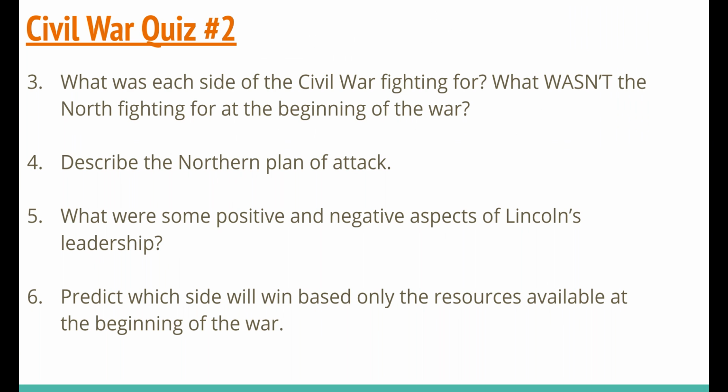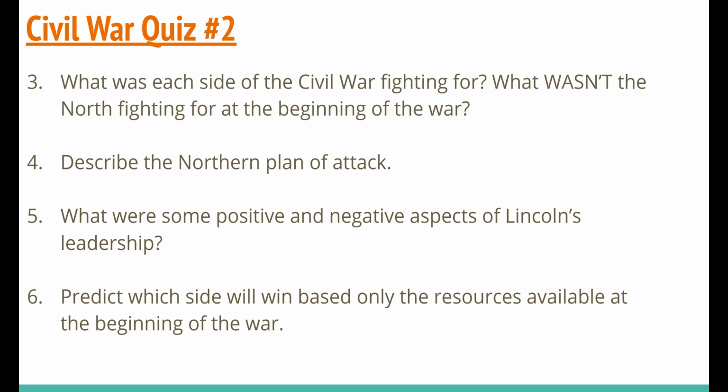Well, hopefully you remember that the North was fighting for the preservation of the Union. That's not to say that it wouldn't become about slavery later in the war. That's the second part of the answer, right? What wasn't the North fighting for? Slavery. They wanted to preserve the Union, bring the South back into the fold.